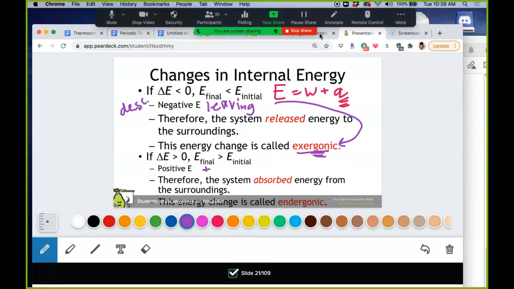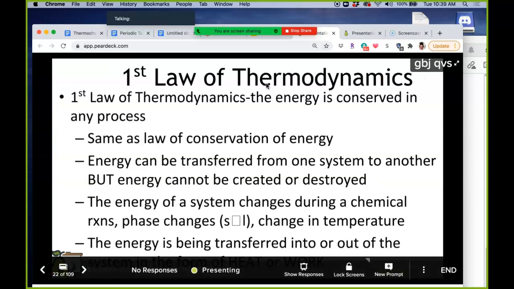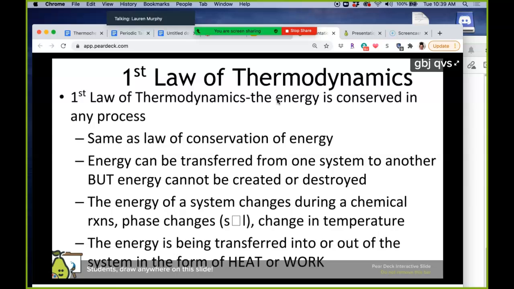So in this class, though, sorry, I should have done this first. The first law of thermodynamics states that energy is conserved in any process. It's the same as the law of conservation of energy, meaning energy can neither be created nor destroyed. It can be transferred, moved around, rearranged, just like the law of conservation of mass. You can't just get energy out of nowhere and it can't just disappear. It can go from one place to another, but it doesn't just appear out of nowhere and it doesn't just disappear out of nowhere either.